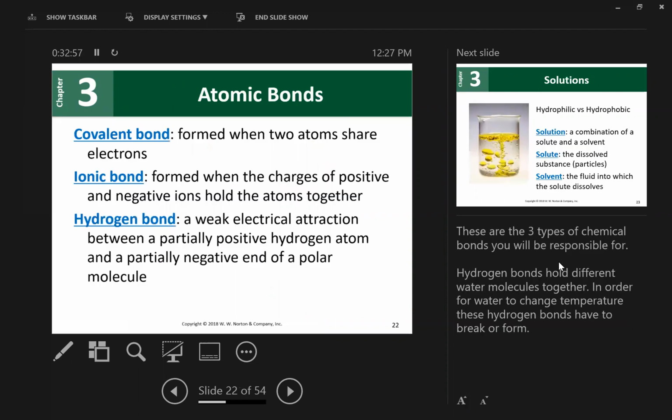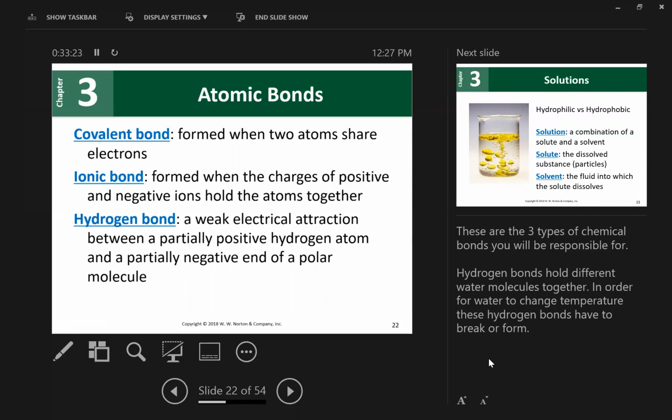So let's look at these bonds again. We have the three types of chemical bonds that you're going to be responsible for understanding. Covalent bonds are formed when two atoms share the same electron. Ionic bonds are formed when the charges of positive and negative ions hold the atoms together.